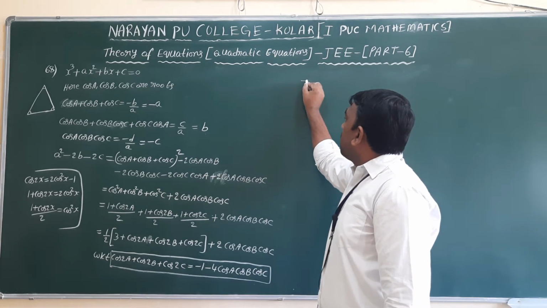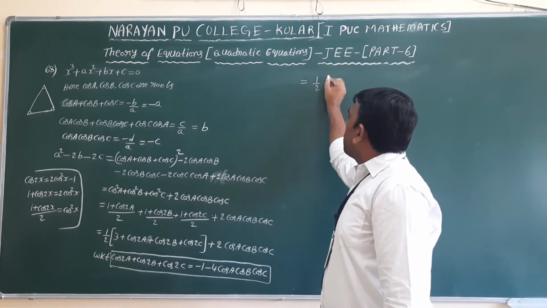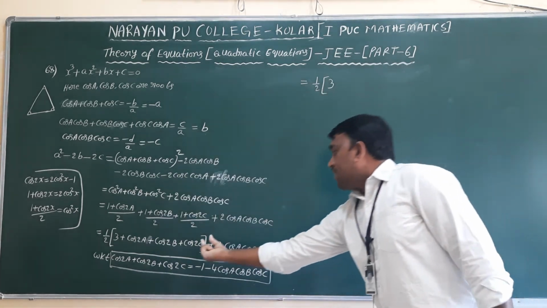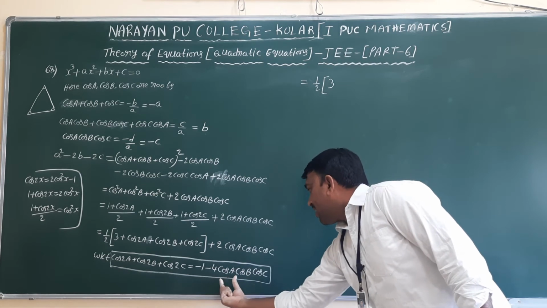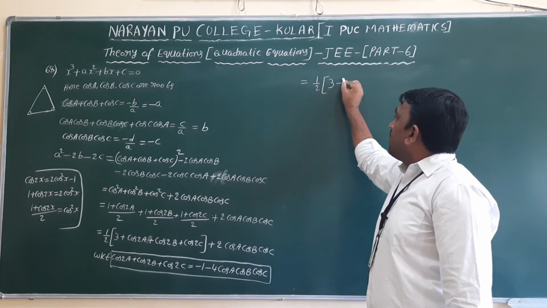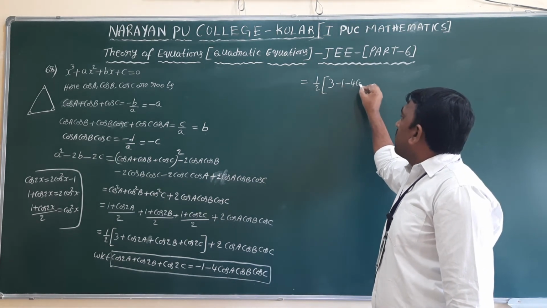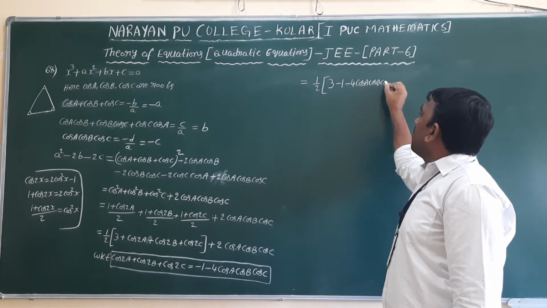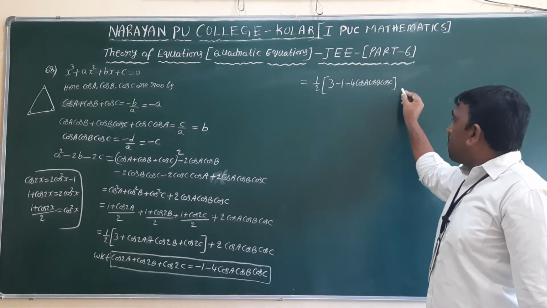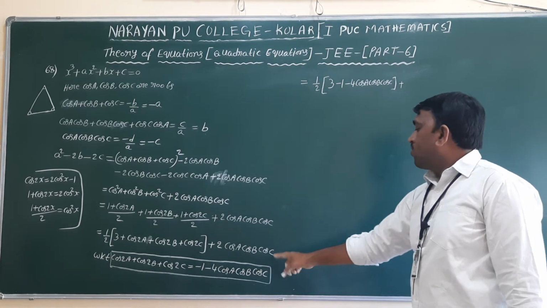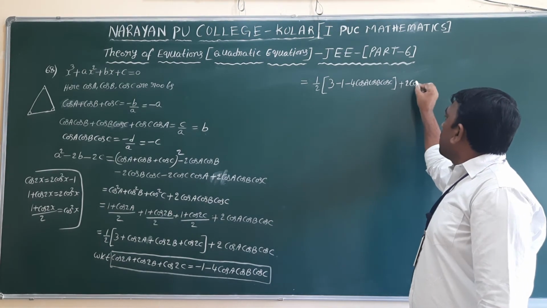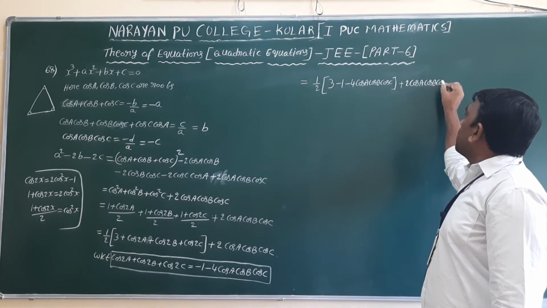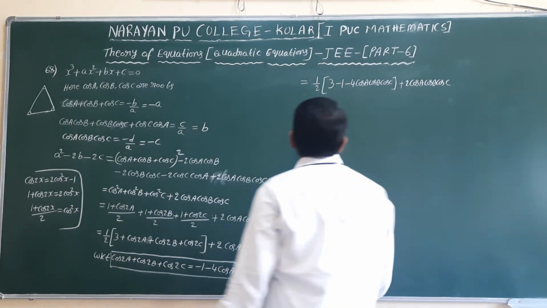Now 1 by 2 into 3. In place of this, you can write minus 1 minus 4 into this value. Minus 1 minus 4 cos a cos b cos c plus 2 cos a cos b cos c. Now take LCM.